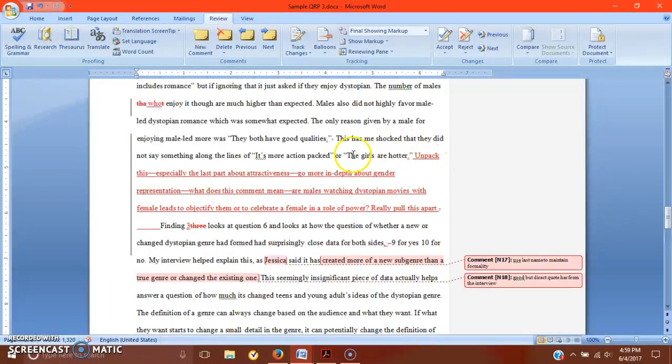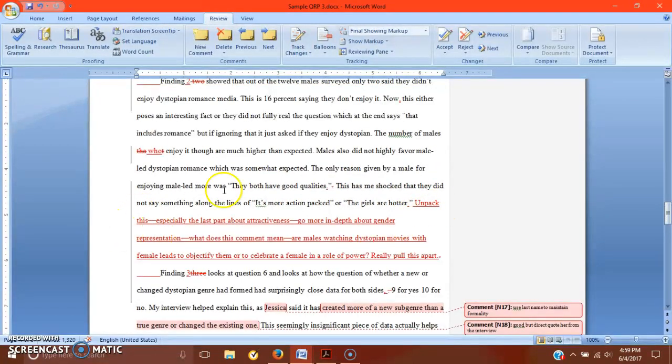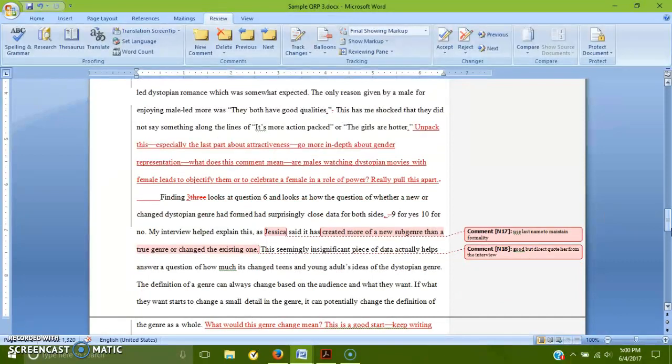So likewise down here, she has a lot of good summary, and then I just say unpack the summary that she's doing here, especially the last part about attractiveness. Go more in depth about gender representation, because she's talking all about gender and how she thought one gender would respond one way, one gender didn't, and then her findings were completely different, as I just mentioned. So what does this comment on those gender representations or the expectations she had for gender? Are males watching dystopian movies with female leads to objectify them, celebrate a female in a role of power, pull this apart? So she kind of just dropped this bomb of gendered information, and she didn't unpack it.